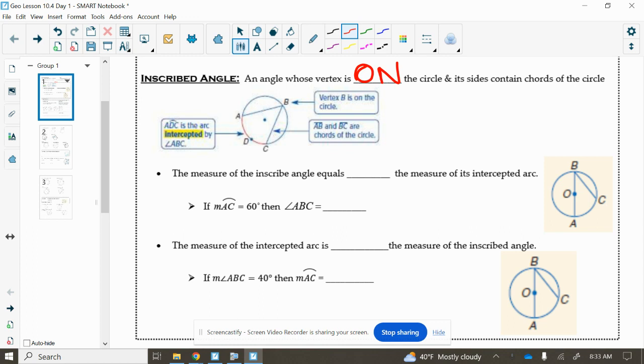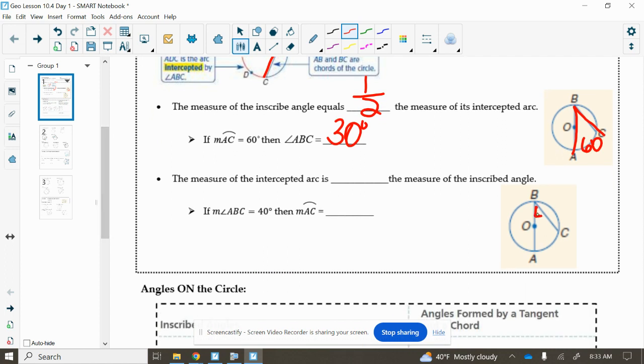So we have an inscribed angle here, angle ABC, whose vertex is on the circle, and our inscribed angle's measure is half of the measure of the arc it intercepts. So for instance, if we know this arc right here, AC, is 60 degrees, then angle ABC is going to be half of that, 30 degrees. And on the contrary, if we have the angle given, we know that we need to double that angle to get what your arc would be. So if angle ABC is 40, we can double that to be 80 for the measure of our arc.